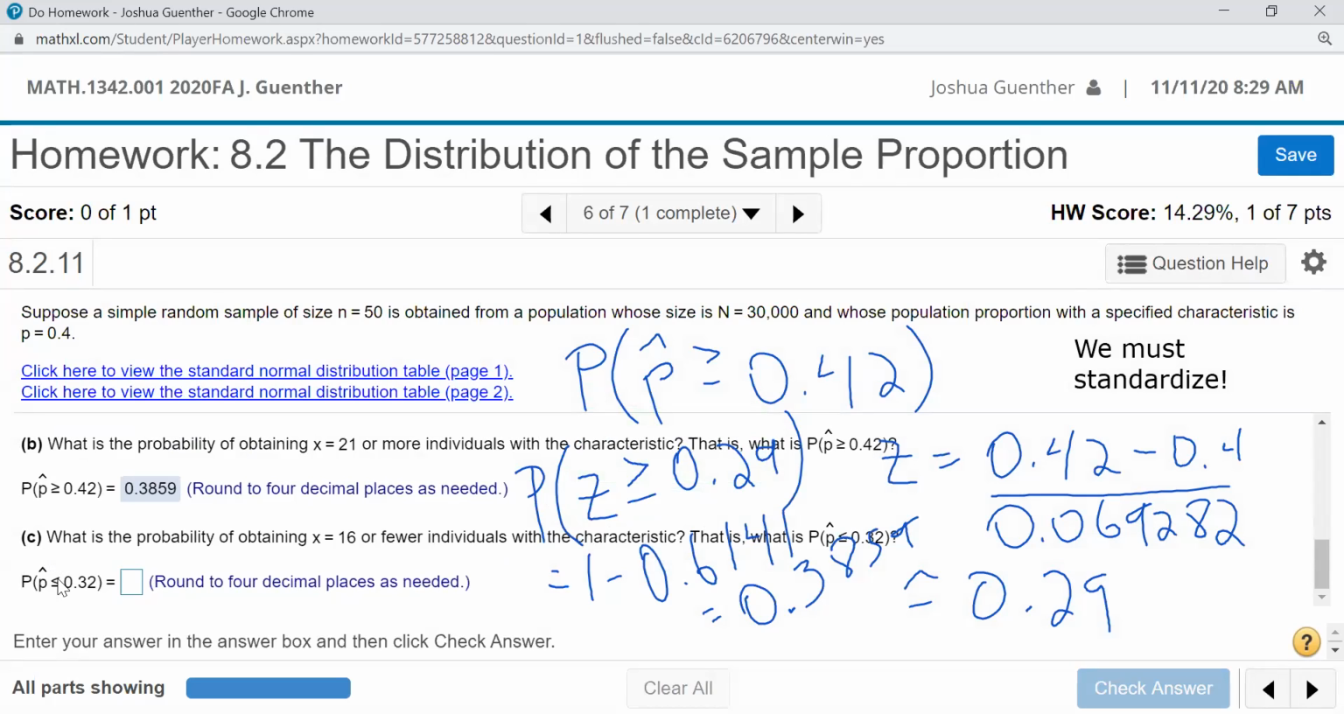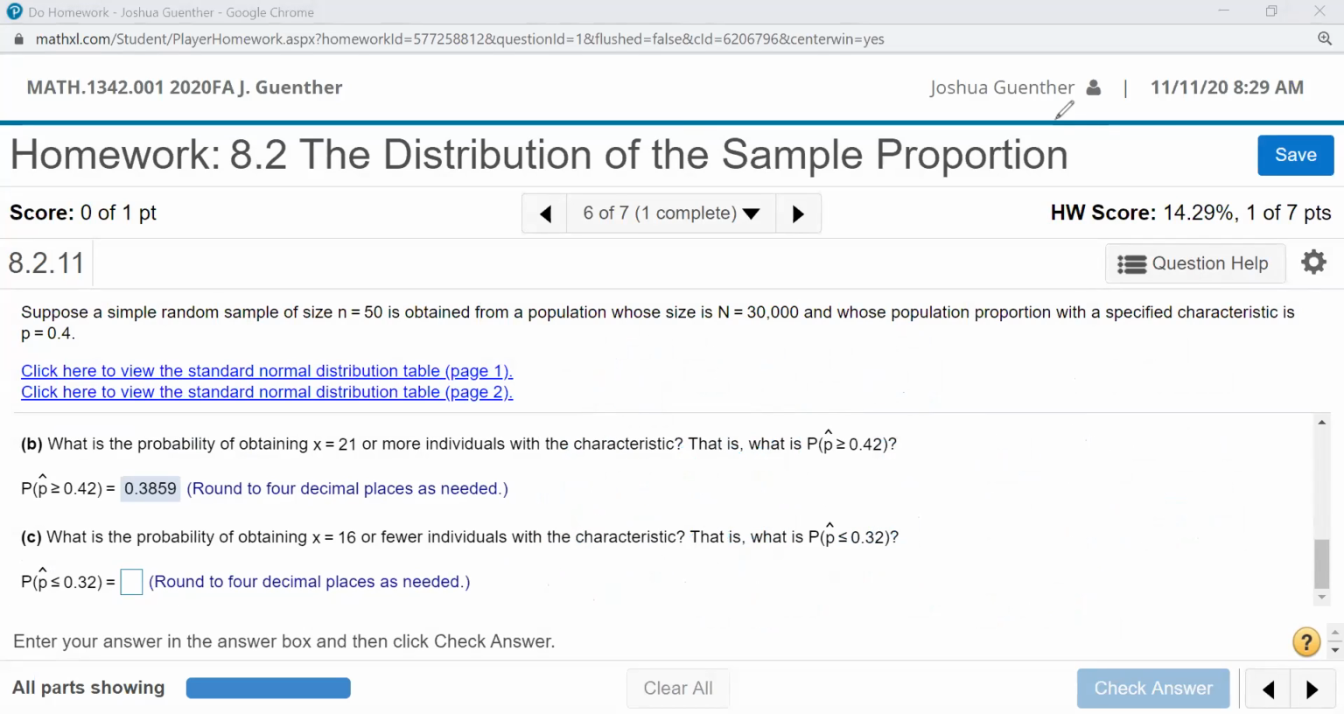So then for this last one, you want to know the probability of getting p hat less than or equal to 0.32. So you would do this same computation over here, but you'd use 0.32, compute the z-score, and then find the probability of being less than that z-score using the z-chart. So you don't have to do the 1 minus trick on that one. And let's just go ahead and do it.